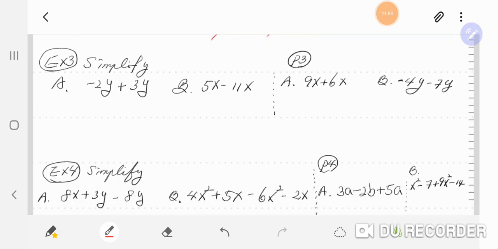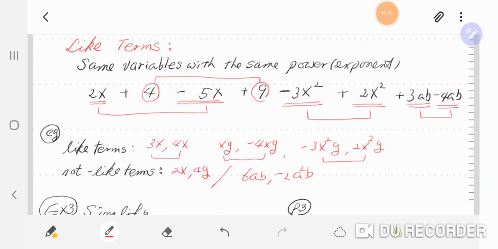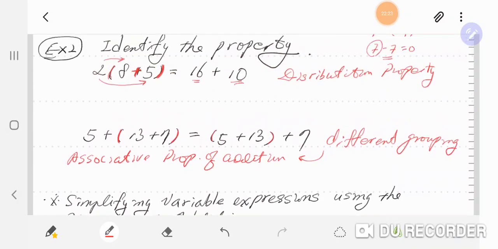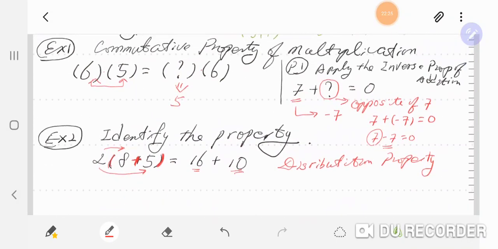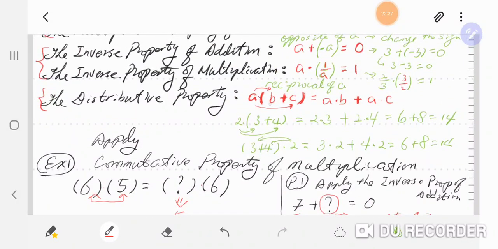All right, so let's try this example. Negative 2y and 3y. These two terms are like terms. So let me write an equation. This expression is equal to... How do you add these two? If these are like terms, do you remember the distribution property? Yeah, the distribution property, all the way up.